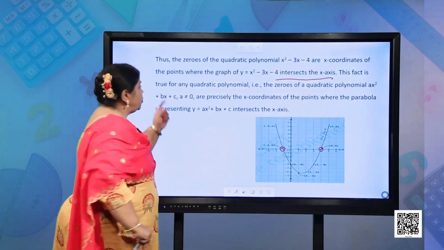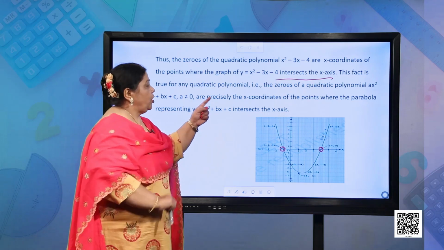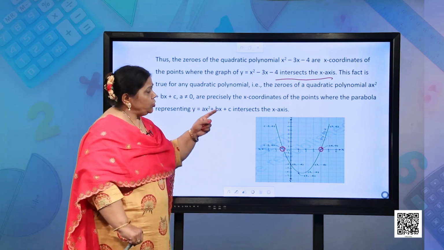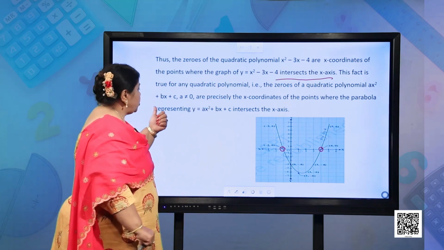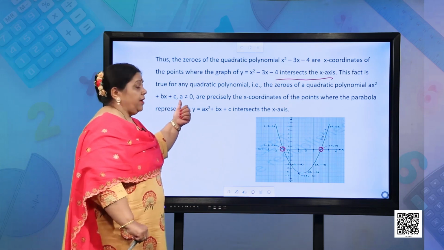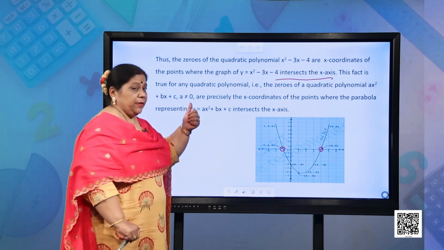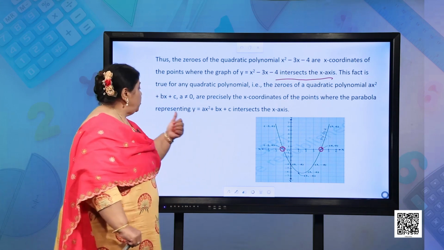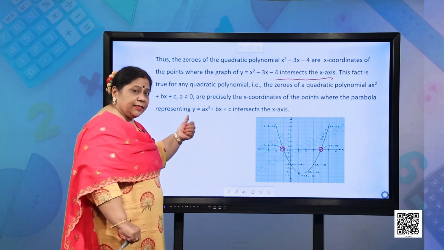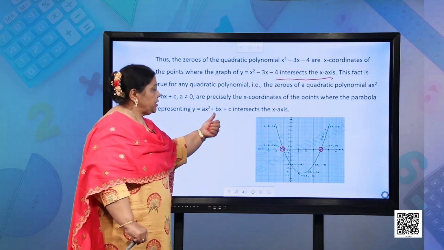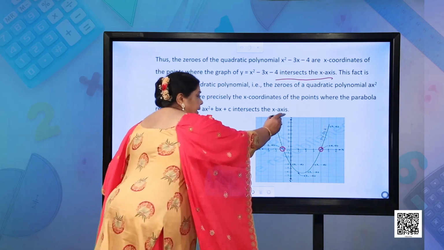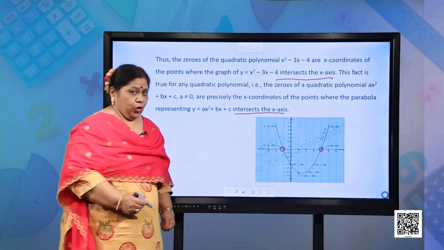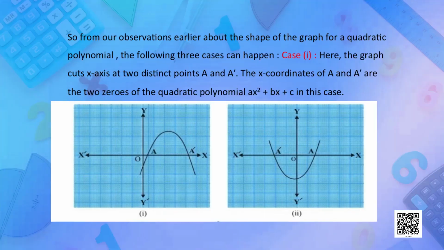This fact is true for any quadratic polynomial, that is, the zeros of a quadratic polynomial ax square plus bx plus c where a is not equal to 0 are precisely the x coordinates of the points where the parabola representing y is equal to ax square plus bx plus c intersects the x axis. I hope you have understood this. Now, let us look into our observations.